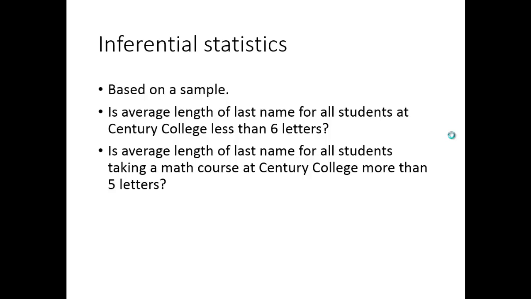Next question we could ask, or another example at least, is the average length of last name for all students, say, taking a math course at Century College more than 5 letters? So students in our section are taking a math course. A whole bunch of students taking other math courses, or perhaps students in the section are also taking another math course. And then we can ask something about the average length of all the students in that population. So our students in our section can be a sample from different types of populations.